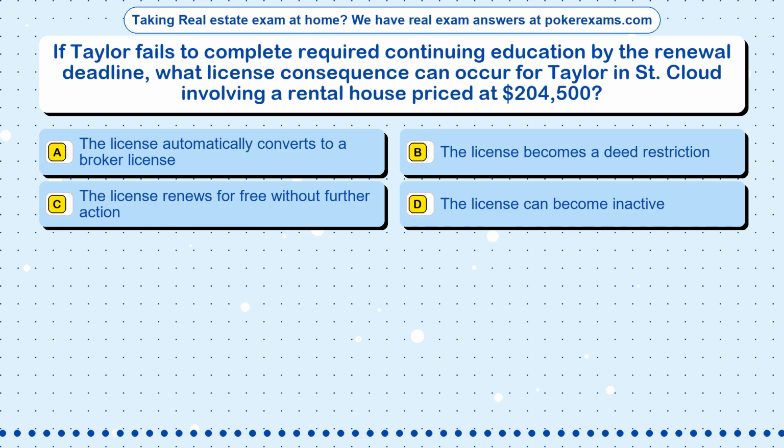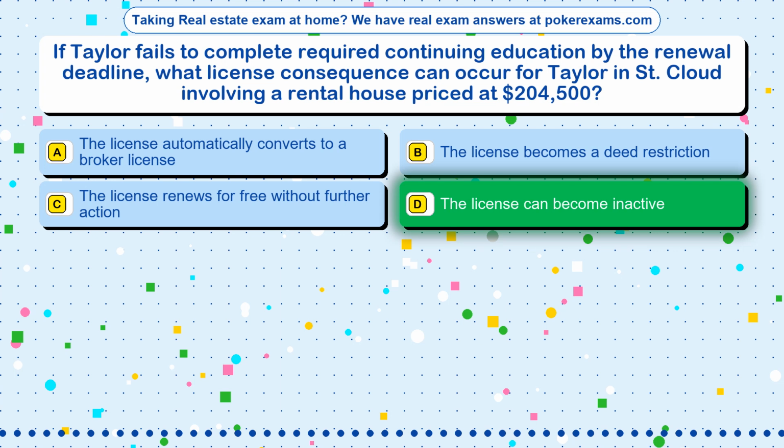Question 68. If Taylor fails to complete required continuing education by the renewal deadline, what license consequence can occur for Taylor in St. Cloud involving a rental house priced at $204,500? Option A. The license automatically converts to a broker license. Option B. The license becomes a deed restriction. Option C. The license renews for free without further action. Option D. The license can become inactive.